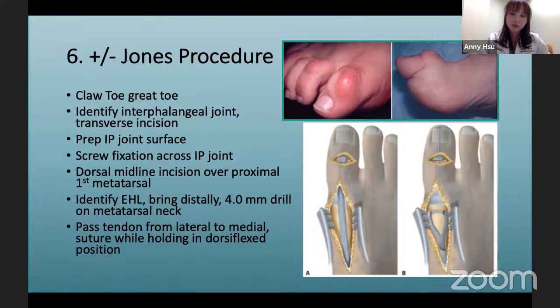The lesser toes usually are not significant in terms of prominence, so I do not automatically correct them, because patients tend to not have complaints about that. Although for very severe and a lot of high hammer toe corrections, claw toe corrections, they can certainly be corrected with flexor tendon tenotomy.